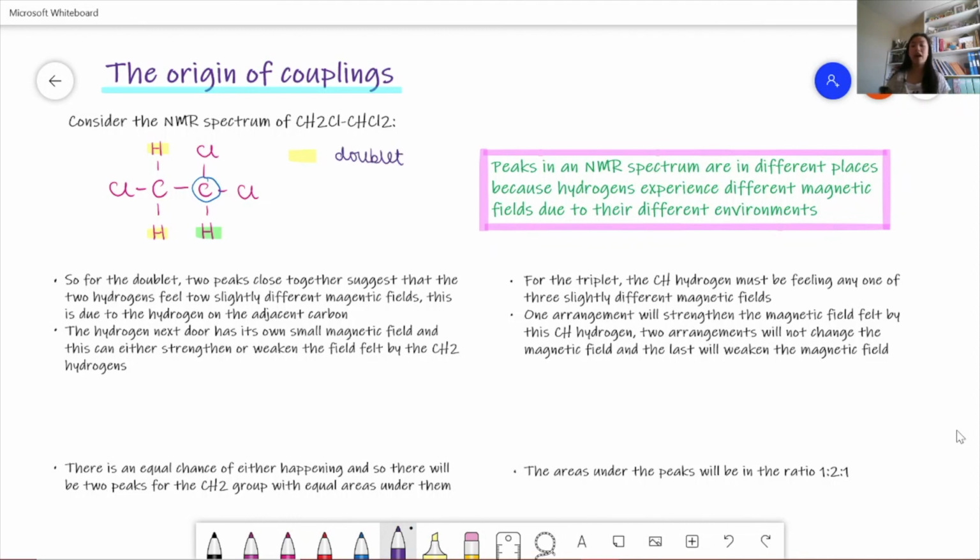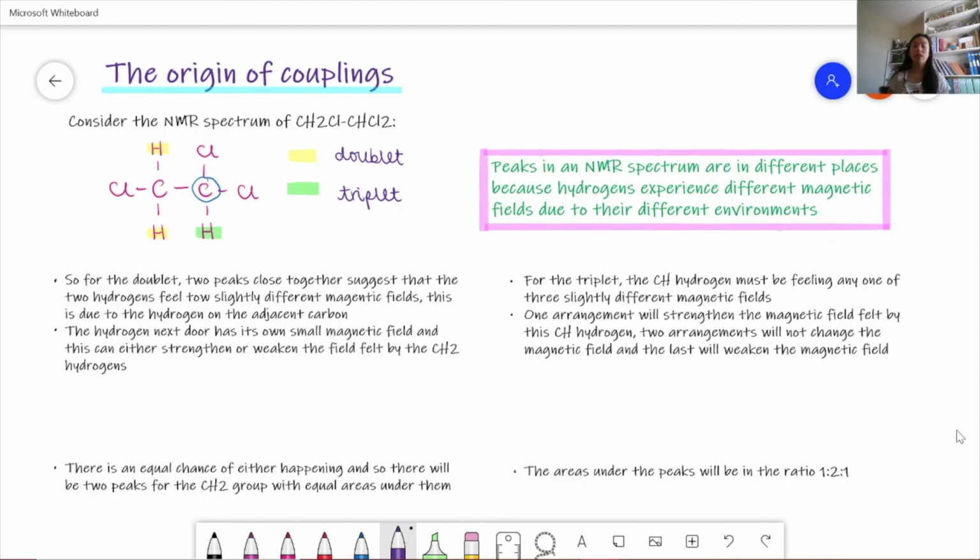And that's because we have the n+1 rule. So we have 1 hydrogen on the carbon adjacent, and so we have 2 peaks. And then for the green hydrogen, we must have a triplet peak because we have 2 hydrogens on the carbon next door. So this is a triplet.